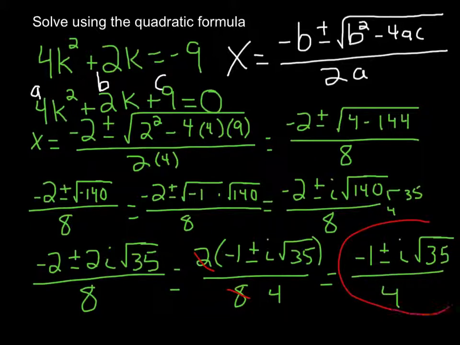It's a long process, but essentially you're just doing the quadratic formula. The only difference is you end up with a negative underneath the radical, and so you just pull it out in the form of an i.